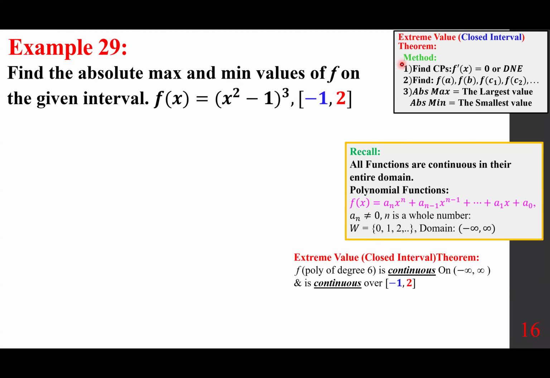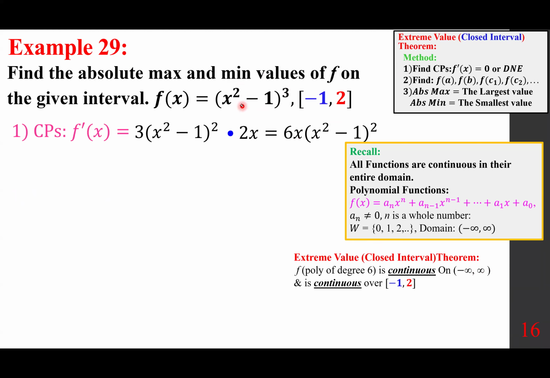First and foremost, we want to find CPs. So f prime is 3 times x squared minus 1 squared times the derivative of the inside, 2x, and we rewrite it. We set this equal to 0. Either x is 0 or x squared minus 1 is 0, and x squared equals 1, so x is plus or minus 1. So there are 3 answers.